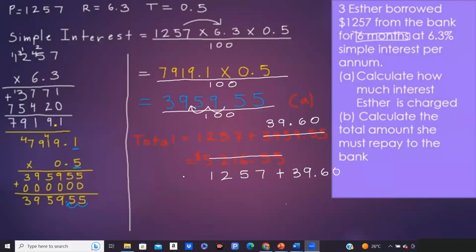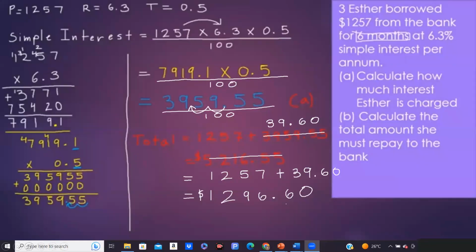Which is going to be what? How come no one corrected me with this one? I can't really blame y'all. It's my fault, but we forgot to divide by 100. 39.60. So it's going to be what? 1,296.6. Yeah, that's the correct answer. So please make a correction for that from yesterday. 1,296.6. All right, I'm glad you asked that question, because you wouldn't have seen it.